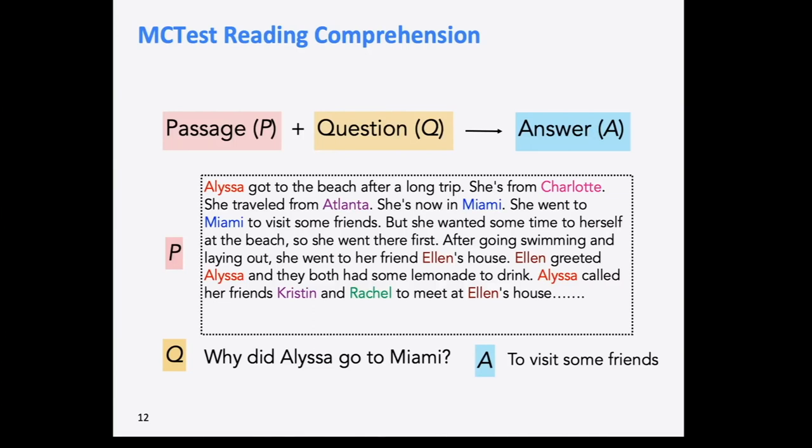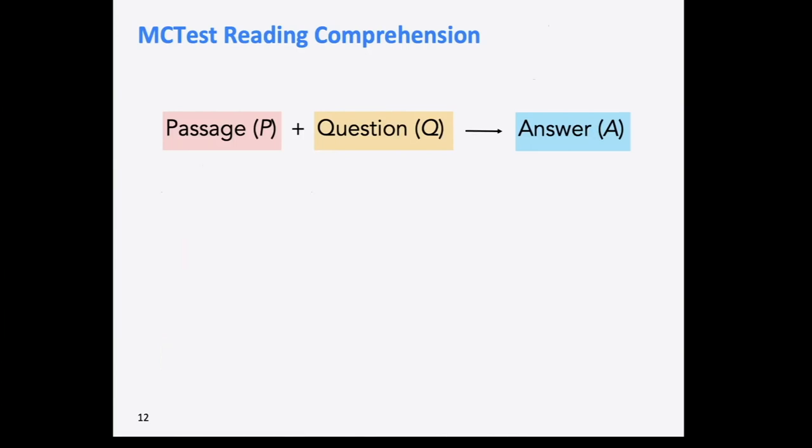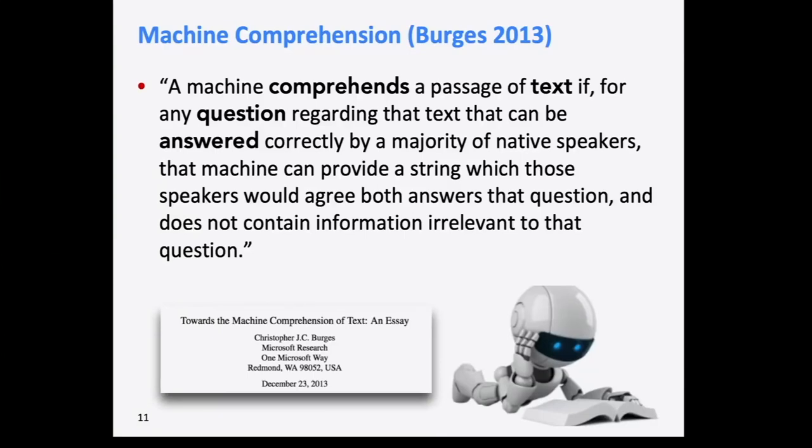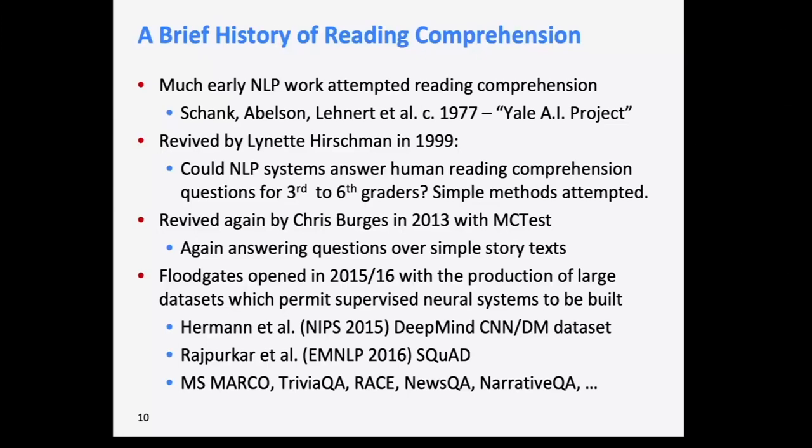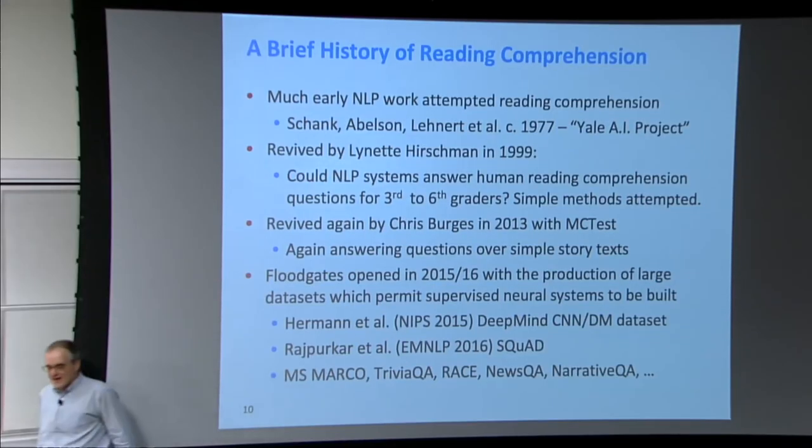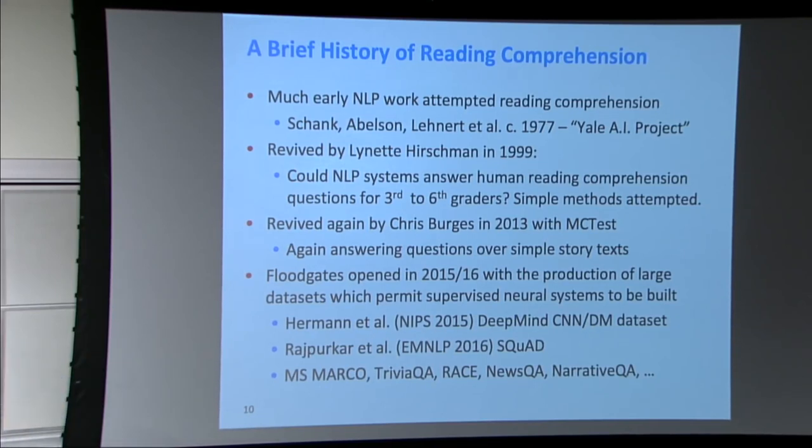So MCTest is a corpus of about 600 such stories. And that challenge existed and a few people worked on it, but that never really went very far either for the next couple of years. But what really changed things was that in 2015 and then with more stuff in 2016, deep learning people got interested in this idea of, could we perhaps build neural question answering systems?